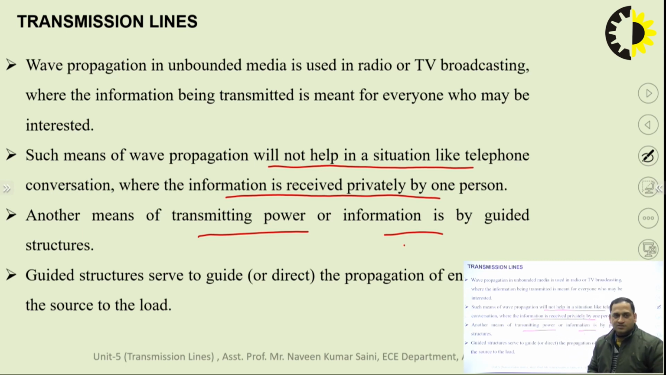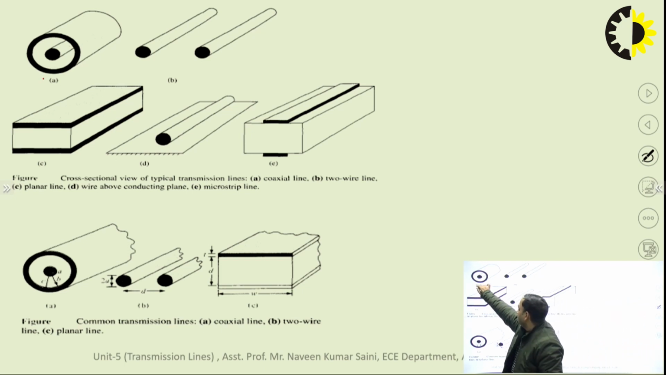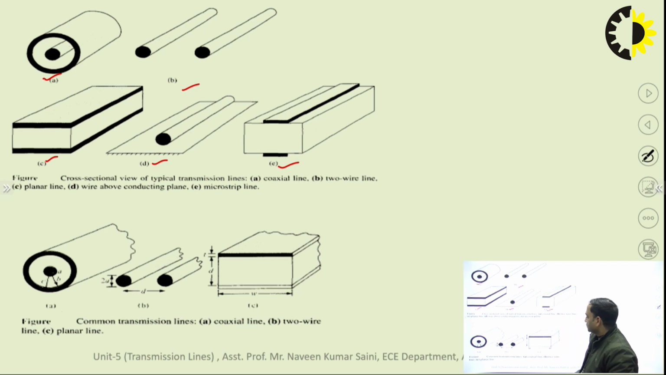Guided structures serve to guide the propagation of energy from the source to the load. These are the structures which show the cross-sectional area through which a transmission line can be used for transmission of signals. First one is a coaxial line. Second is a two-wire line, then the planar line, or wire above a conducting surface, and then the microstrip line. These are some of the structures used as transmission lines.